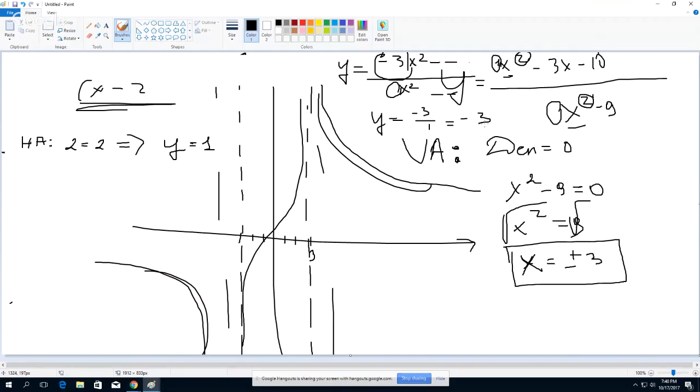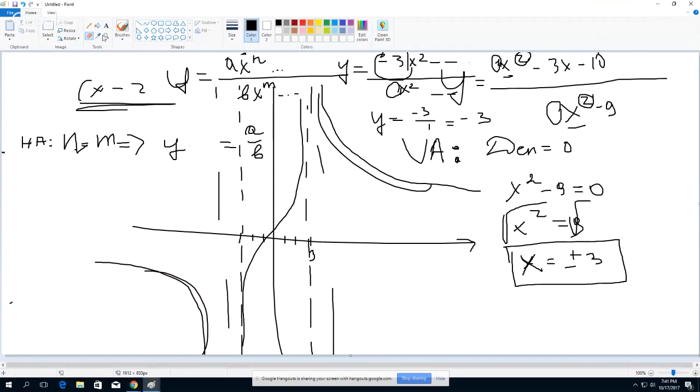Okay. So I'll actually write it in this form, so you can maybe write down if you want. A x to the power n something here, and then here we have b x to the power m. So if n equals m, then y equals A over B. It tells us which condition is the first condition. Okay, got it. Awesome.